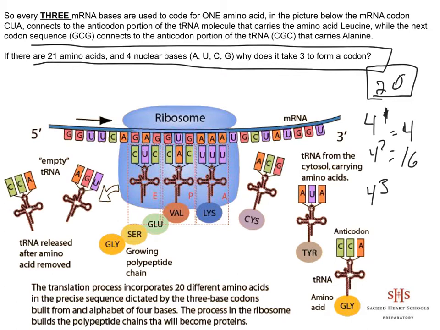So you have to have 4 to the 3. Now that's 64, which is way more than you need. But since you need 20, you can't go with 16. So the reason that you have 3 bases per codon is that's the only way that you can organize 4 different nucleic acids in different variations to get over 20 different possible codes.